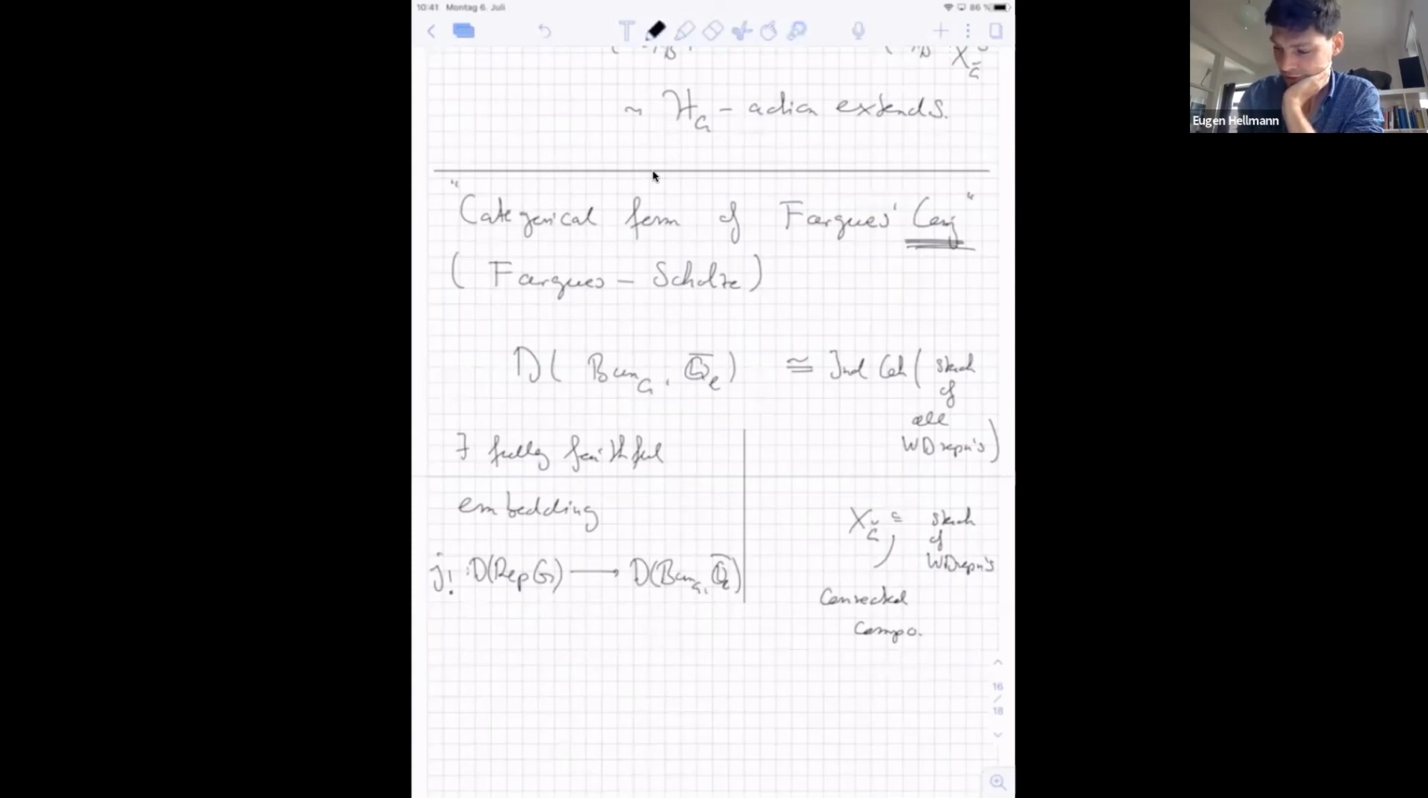And this is in the Fargues-Fontaine sense. Okay, so this is the stack of G-bundles on the Fargues-Fontaine curve, which is not an algebraic curve. So this is something really p-adic.